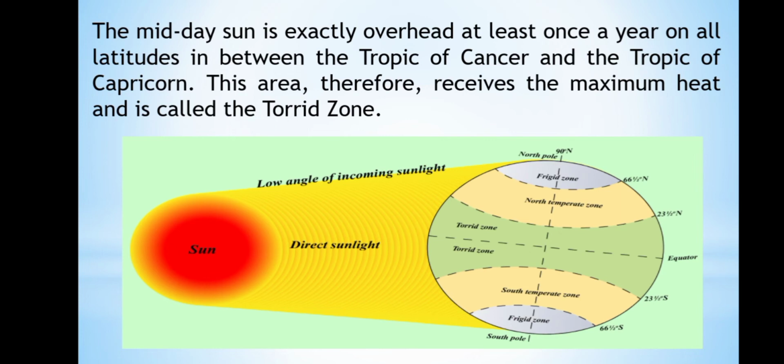Here this is the area. Here the sun remains overhead and direct sun rays fall in this area. So that is why this area experiences extremely hot climatic conditions. So this area therefore receives maximum heat and is called the torrid zone.